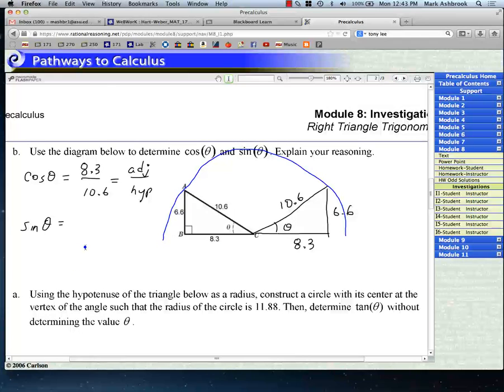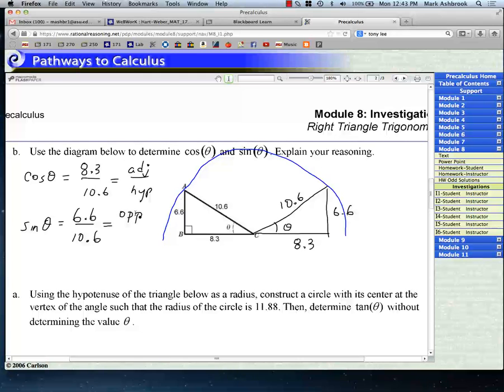Okay, so sine of theta is the number of radius lengths above the horizontal diameter. So how would we get the number of radius lengths above the horizontal diameter? 6.6 over the radius gives the fraction of the radius that 6.6 is, or the number of radius lengths. Okay, and so in this triangle, what's the 6.6 relative to theta? It's opposite. It's the opposite leg.